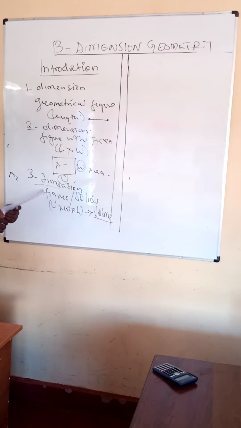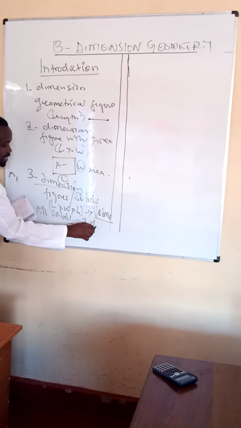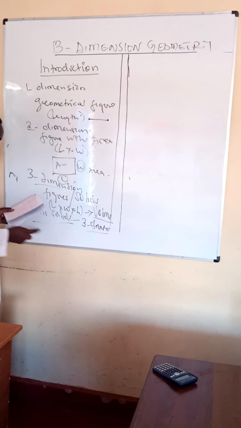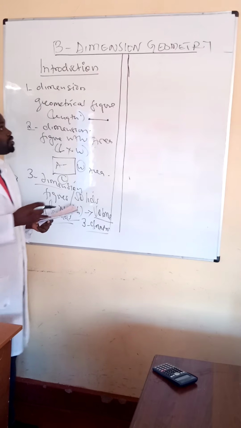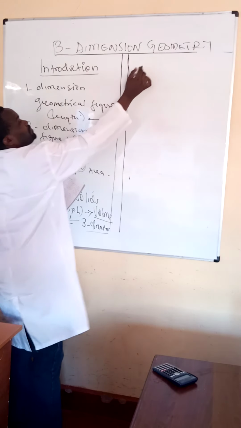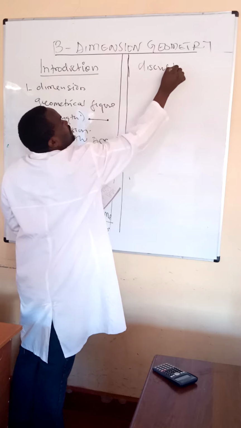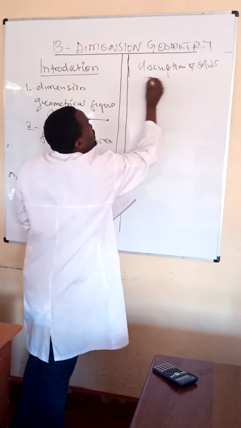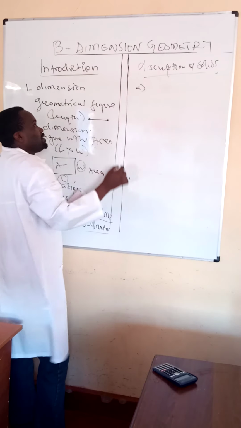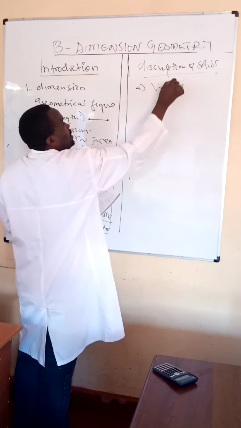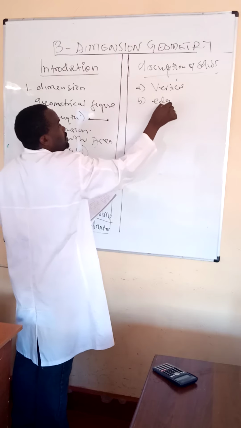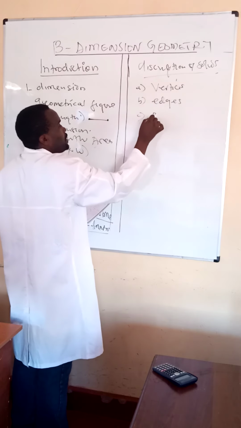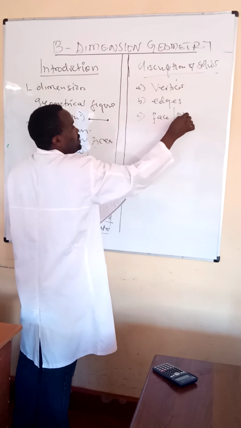Now, we want to classify. We have said that all common solids are three-dimensional figures. Hence, we can describe solids. Description of solids. We can describe solids using A, vertices, B, edges, and C, the faces, or what we call the planes.